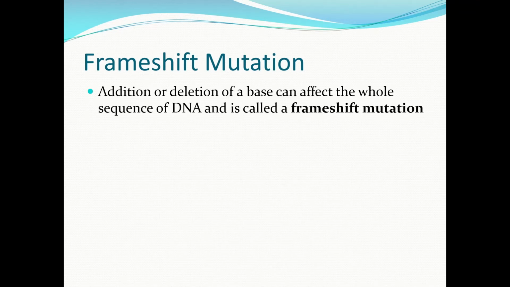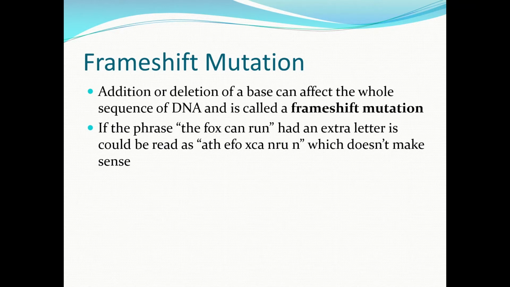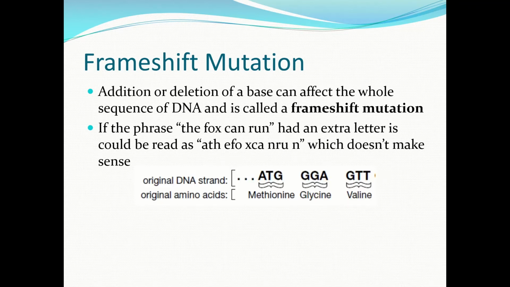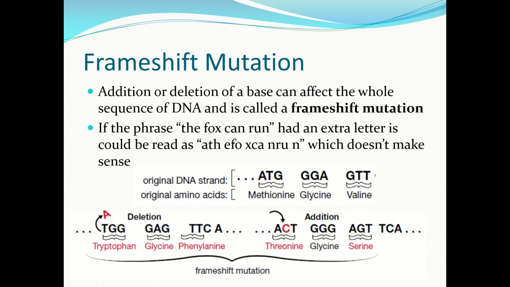The other type is a frame shift mutation, and this is much worse. So in the phrase "the fox can run," if I add an extra letter and keep them in 3-letter groups, right? So I add just an A at the beginning, it turns into this, and all of a sudden it doesn't make any sense anymore, right? As opposed to the point mutation, if I delete a letter or if I add a letter, you can see it changes everything, except for glycine. So that's worse with a frame shift mutation.